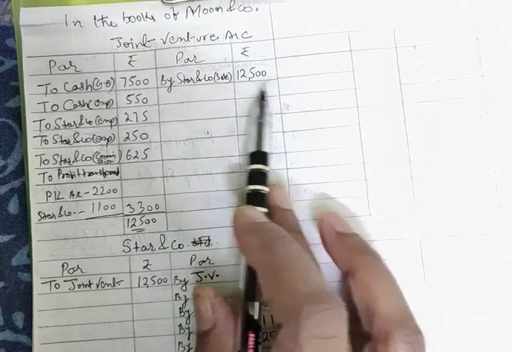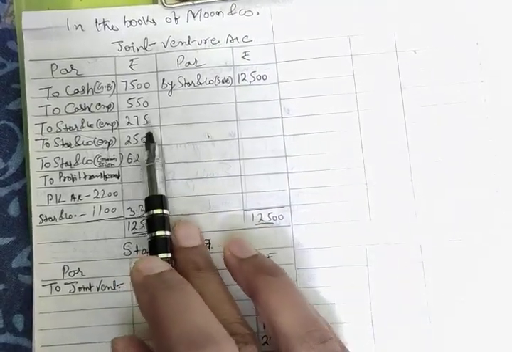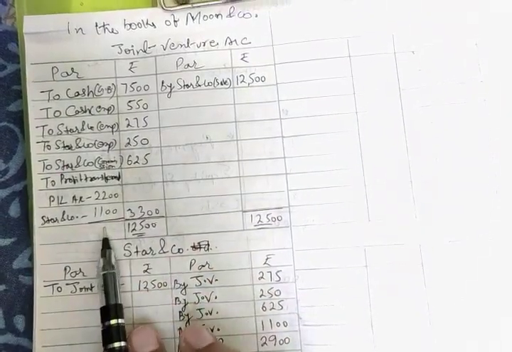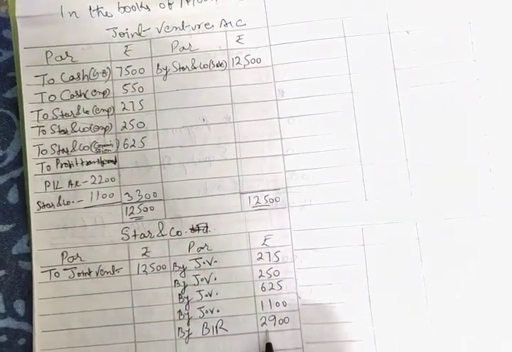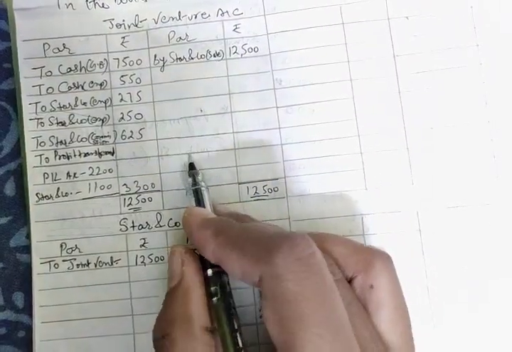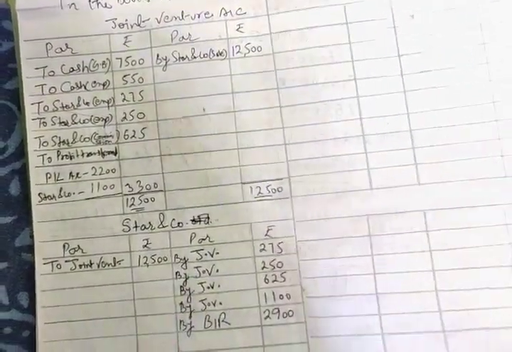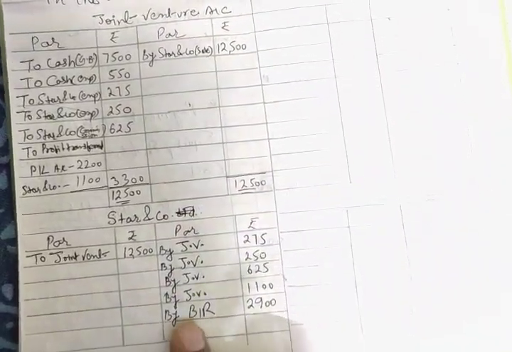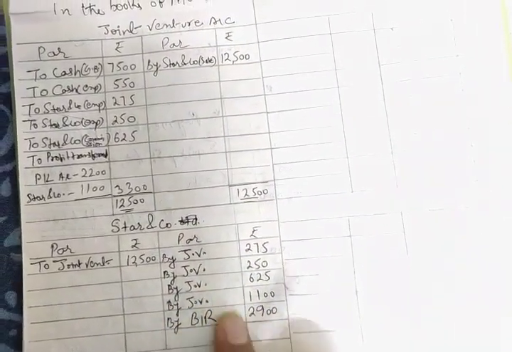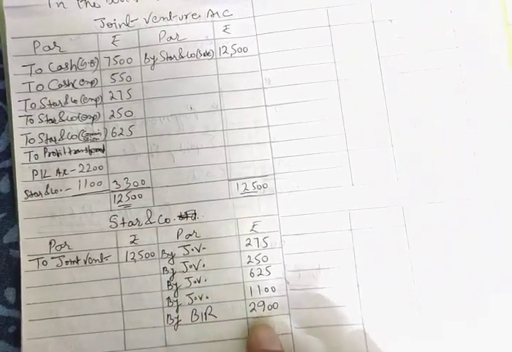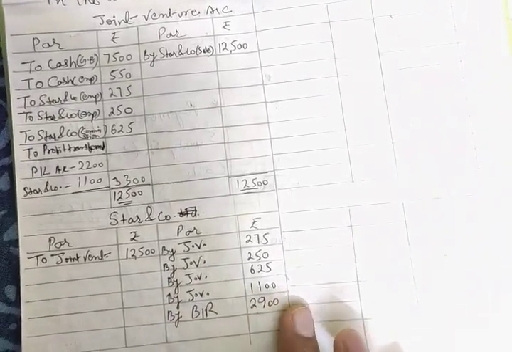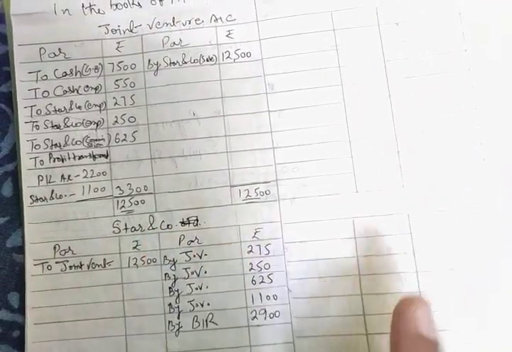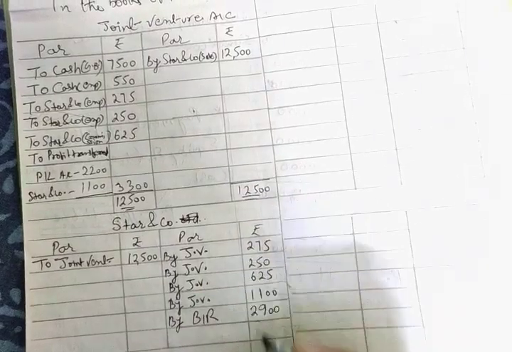Okay, and now after this, just cross check whether all the entries are over or not from the Star and Company name. So all the entries are over. Sales over, expenses over, then commission over, and then your profit over. And then one was the entry which I told you will not appear in your joint venture because Moon and Company is drawing on the Star and Company. So that is from Star and Company. Moon is waiting to receive the bill amount of rupees 2,900. So by bills receivable, from whom? From Star and Company.